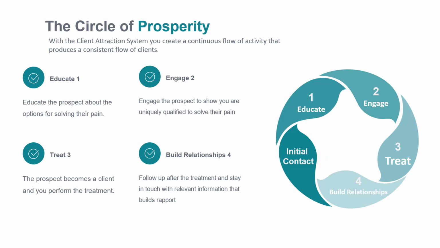What I'd like you to consider is what I call the circle of prosperity. With the client attraction system, you can create a continuous flow of activity that produces a consistent flow of clients. You still have some of the same stages, but it's more of a continuous relationship. As the initial contact is made, the first step is to educate the prospect about solving their pain, and then you can engage the prospect to show that you're uniquely qualified to solve their pain. Then step 3 is where the prospect becomes a client and you perform the treatment. But it doesn't end there.